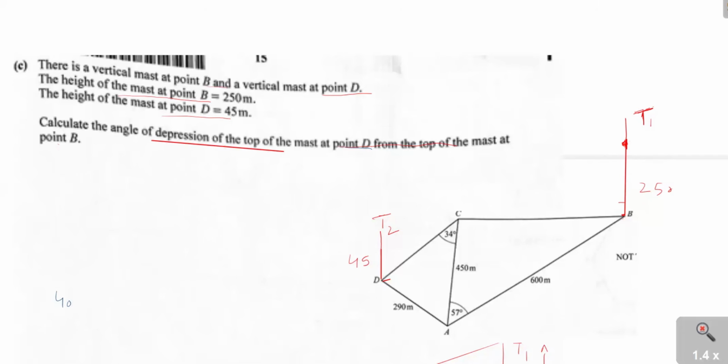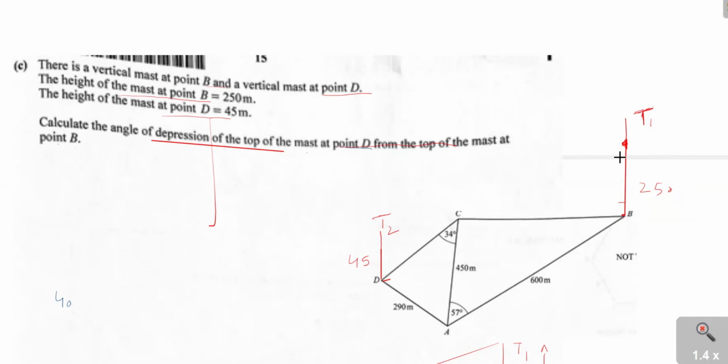Part C, there is a vertical mast at point B and a vertical mast at point D. The height of the mast at B is 250, the height of the mast at D is 45. Calculate the angle of depression of the top of the mast at point D from the top of the mast at point B. Look here, we have to calculate the angle of depression.